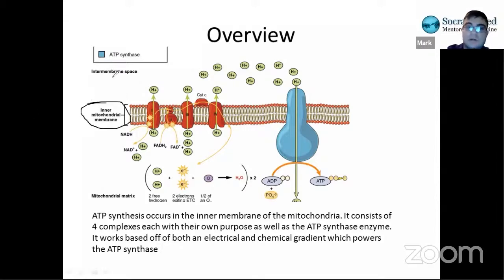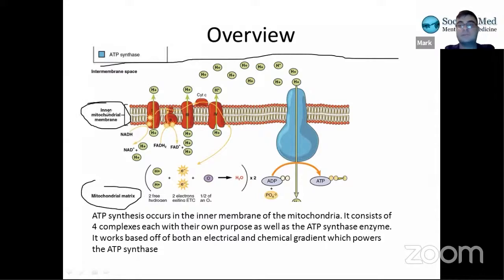And remember, there's an outer mitochondrial membrane, right? The outer mitochondrial membrane separates the intermembrane space and the outside of the mitochondria, so the rest of the cell. And then there's the intermembrane space, which is in between the two membranes. So think of it in between two walls. And then there's the inside of the mitochondria, which is the matrix, right? We're looking at right now the inner mitochondrial membrane. So that's the inner wall, okay? That's where ATP synthesis occurs.